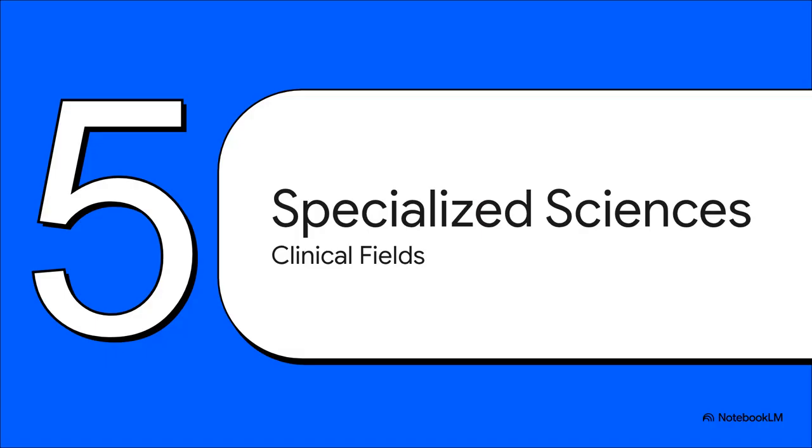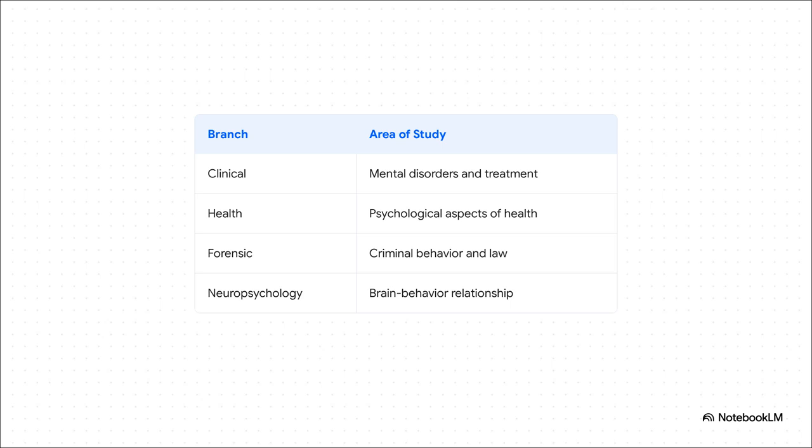All right, Section 5, Specialized Mental Sciences. Let's look at the clinical and specialized fields. This table brilliantly synthesizes the clinical side of things. You've got abnormal or clinical psychology dealing with mental disorders and their treatments. Then there's health psychology, which looks at the psychological aspects of health, stress, and lifestyle, which is super relevant when you're watching out for student burnout during exams.